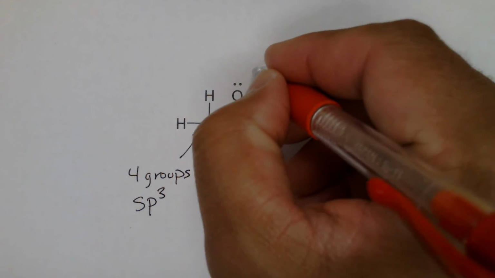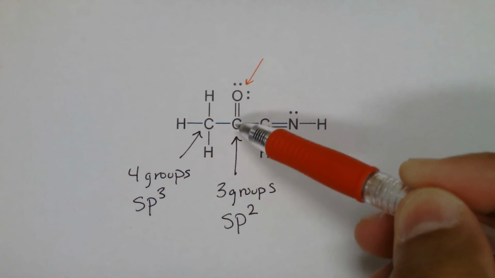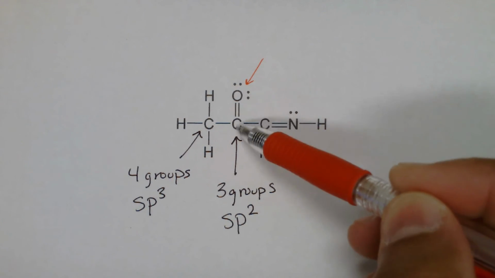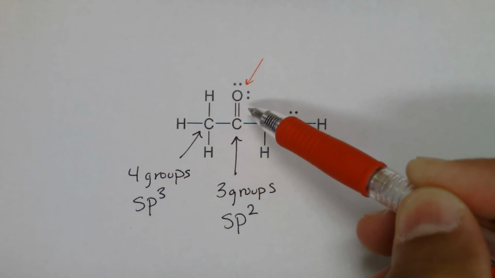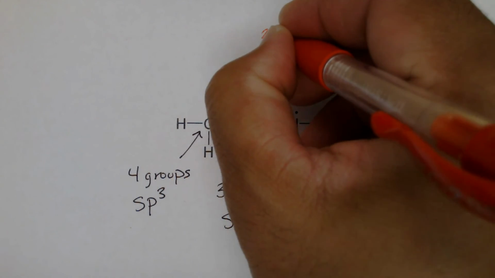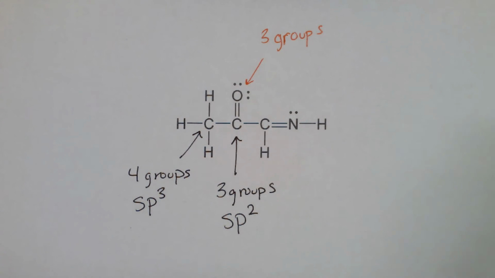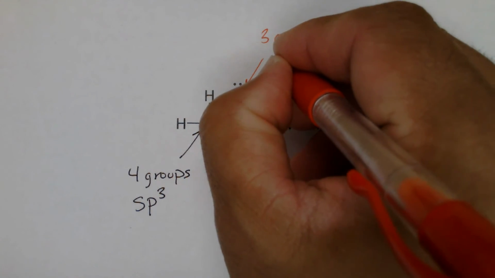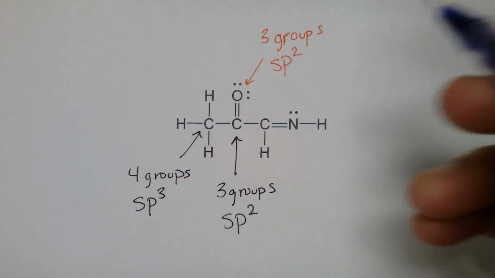Let's go up to the oxygen next. So oxygen also participating in this double bond. It has 1 atom around it, the carbon atom, and 2 lone pairs. So we'll count that as 3 groups. So this oxygen is also sp2 hybridized.